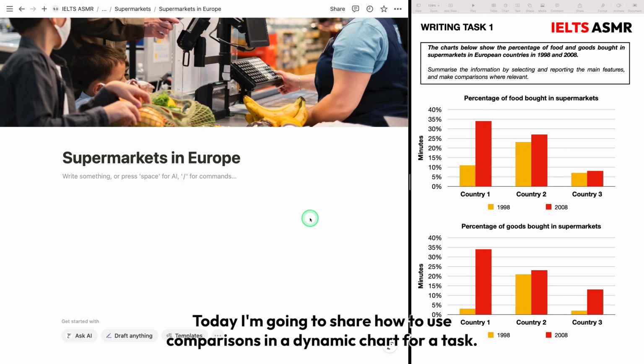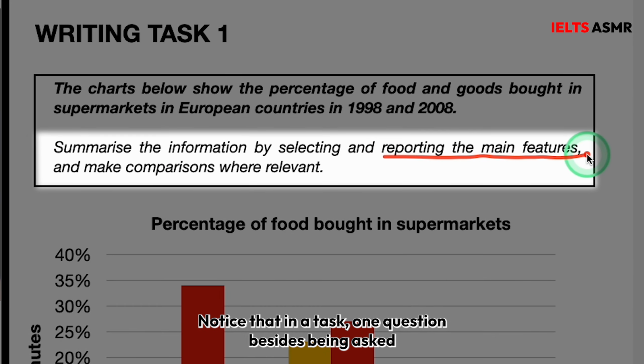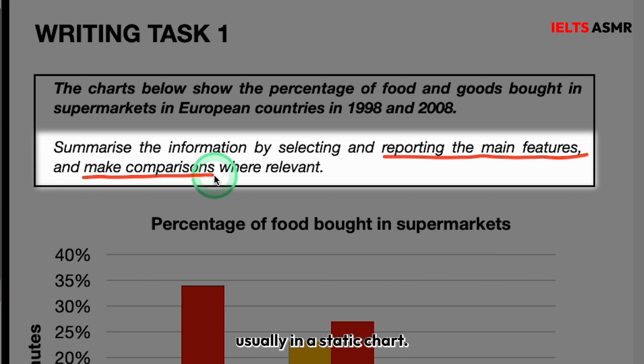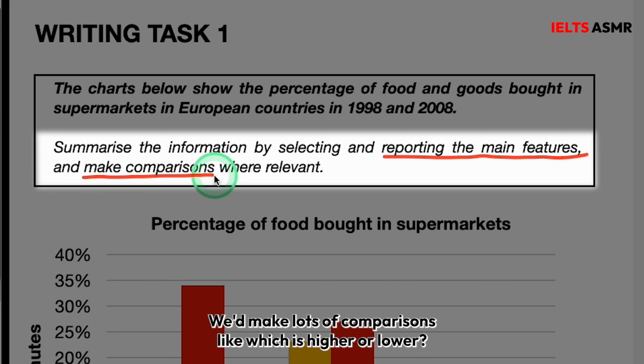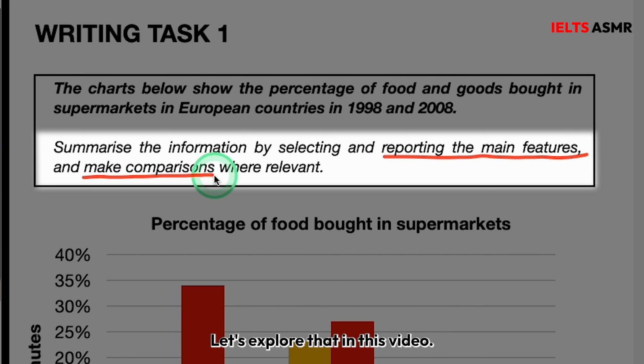Today, I'm going to share how to use comparisons in a dynamic chart for a Task 1 question. Notice that in a Task 1 question, besides being asked to report the main features, we are also asked to make comparisons. Usually, in a static chart, we'd make lots of comparisons, like which is higher or lower. But how do we compare in a dynamic chart that changes over time? Let's explore that in this video.